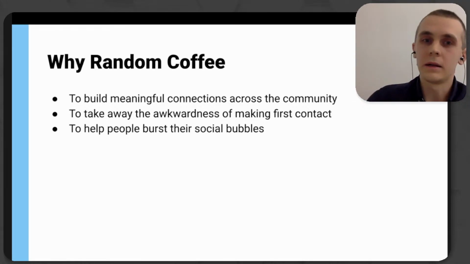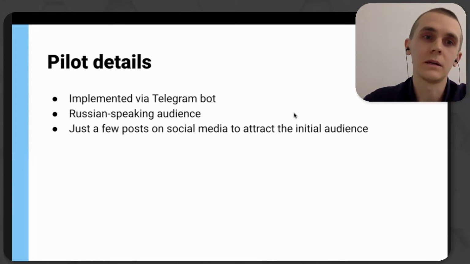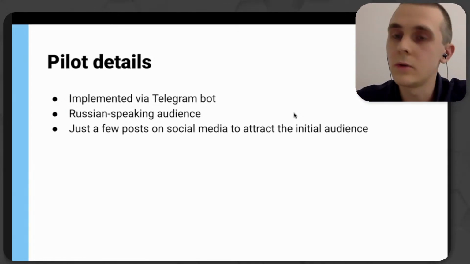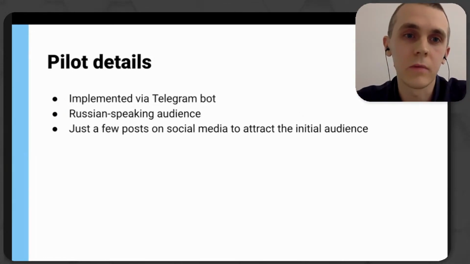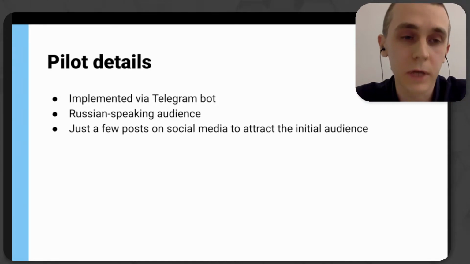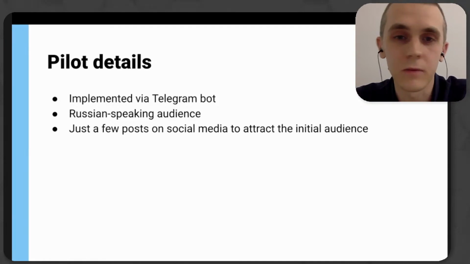So this is how we implemented this initiative. We decided to use a specialized Telegram bot for Random Coffee. And the reason why we used Telegram is simple, because the majority of the audience is on Telegram for Open Longevity. We started it only for the Russian-speaking audience. And in order to attract this initial audience to test, to see how this format is working, we just did a few posts on social media, and that was pretty much it. We were not making a lot of effort to attract people.